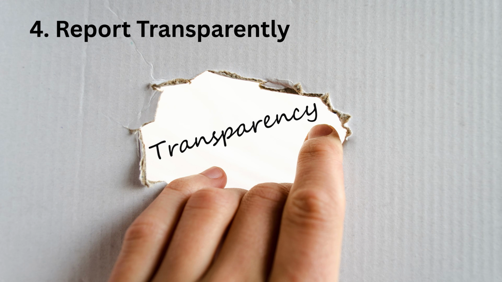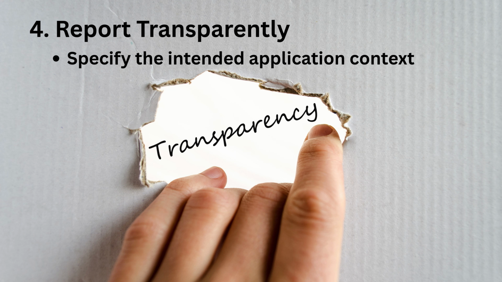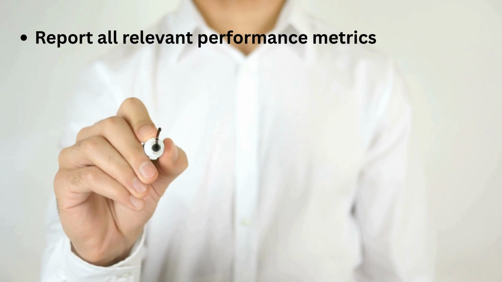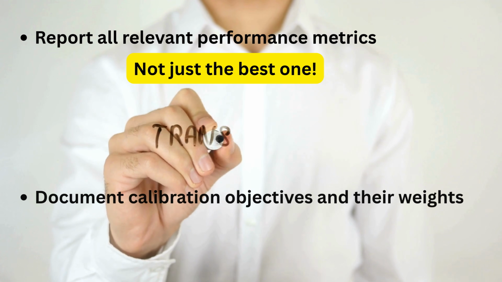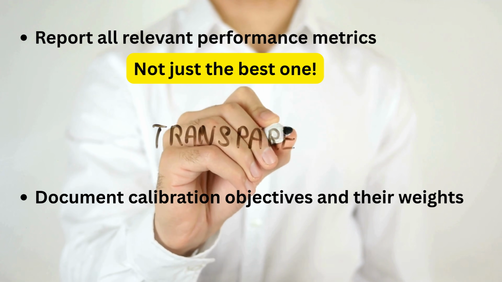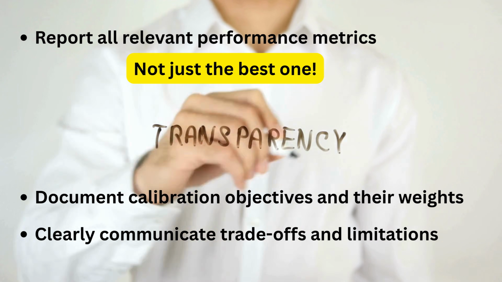Lastly, report transparently. Specify the intended application context, report all relevant performance metrics, not just the best one, document calibration objectives and their weights, and clearly communicate trade-offs and limitations. Ultimately, hydrological modeling is not about optimizing a single performance metric. It's about developing models that are fit for purpose, transparent in their limitations, and robust under uncertainty.